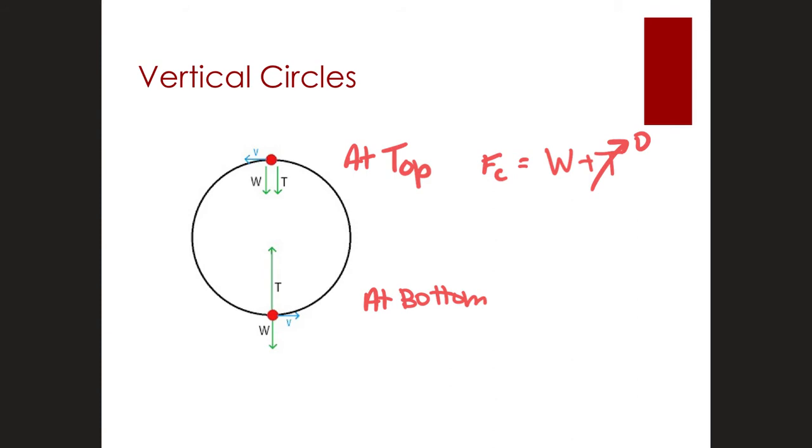Now, when we get to the bottom, the tension is never going to be zero. Take a look at the free body diagram. At the bottom, tension is always going to be pulling it up, and now weight is in the opposite direction, pulling it down. In this case, it's going to be tension minus the weight that's going to cause my centripetal force towards the center of the circle. I'm always going to need to have tension being greater than the weight.